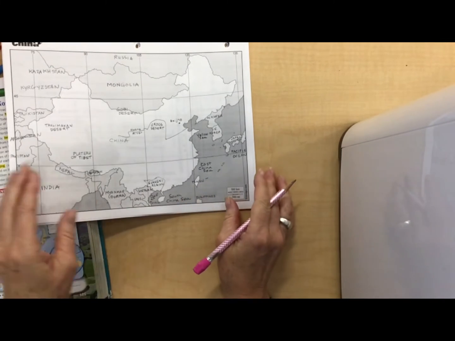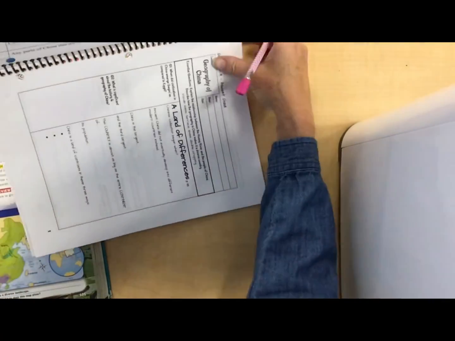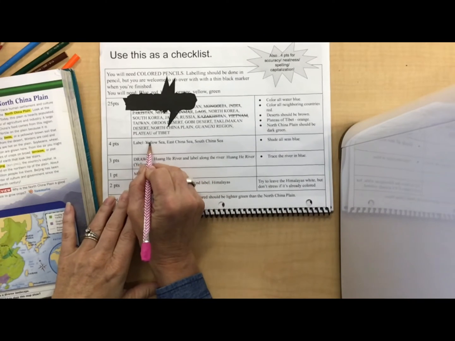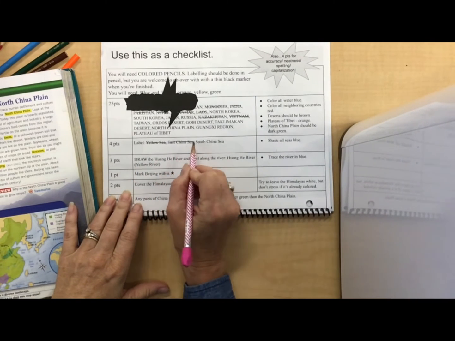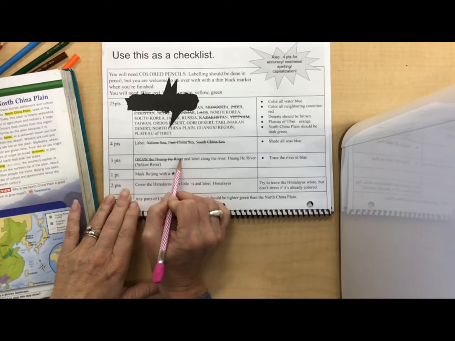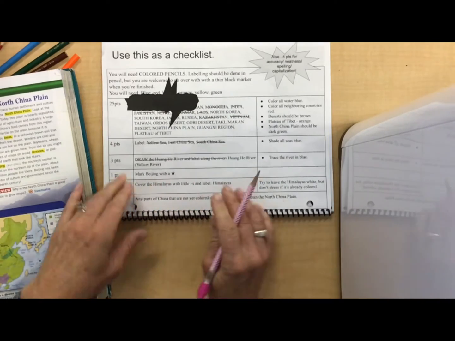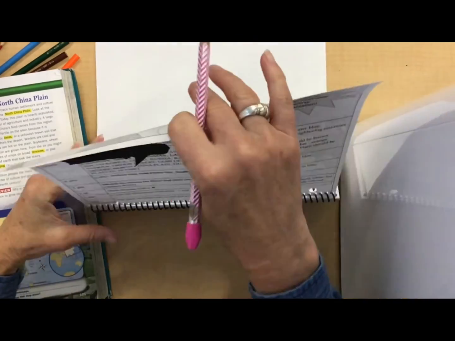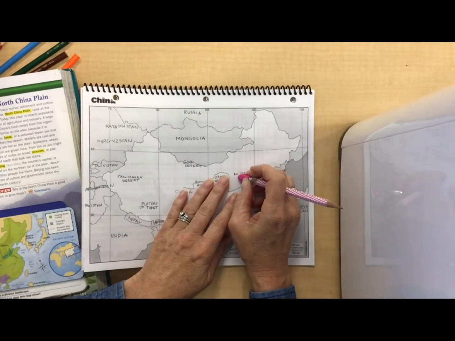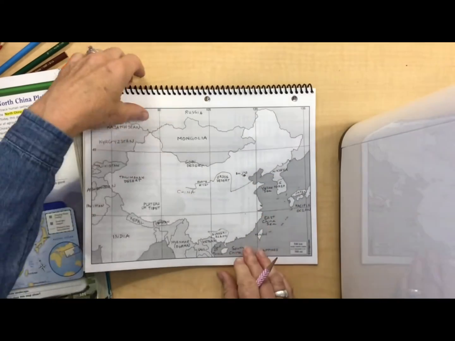Okay, let's go back to our list and see what we can check off. We have labeled the Yellow Sea, the East China Sea, the South China Sea. We drew the Huanghe River and we labeled along the river. Uh-oh, we need to mark Beijing with a star. Why do you think that would be? Because it's the capital. I'll just erase my dot and make it a star.